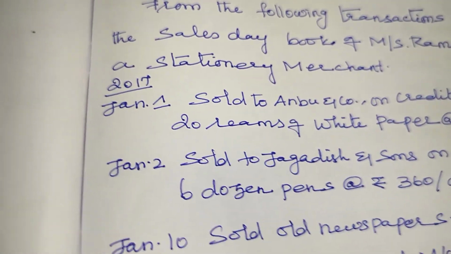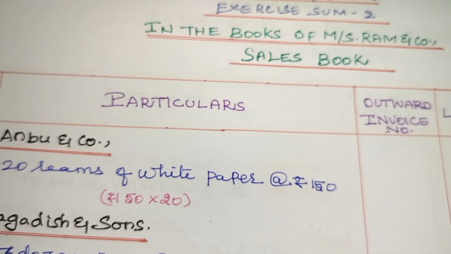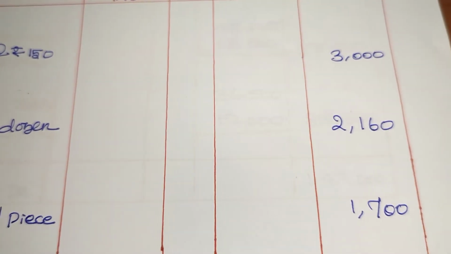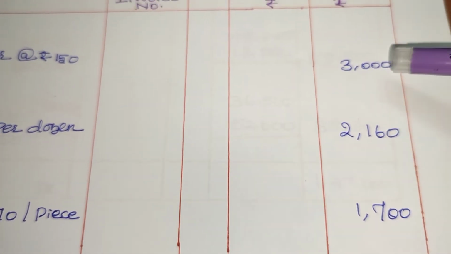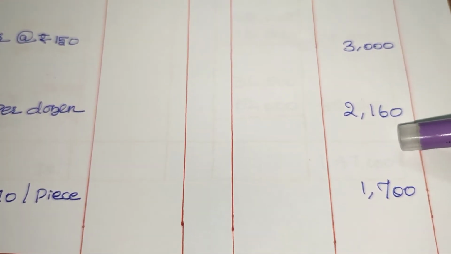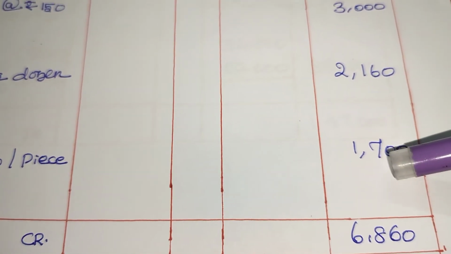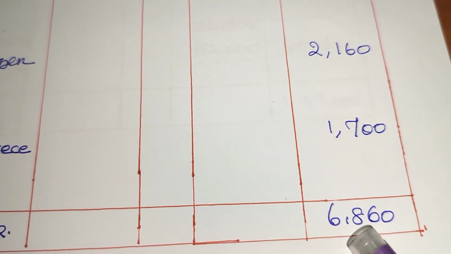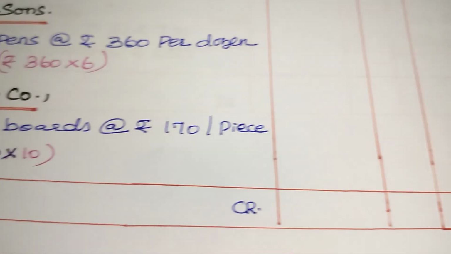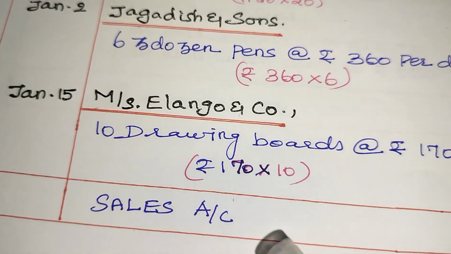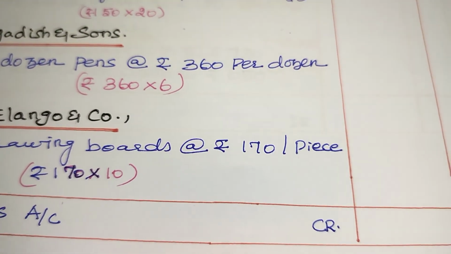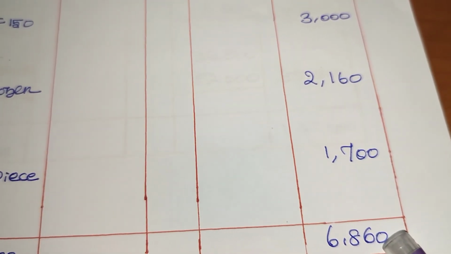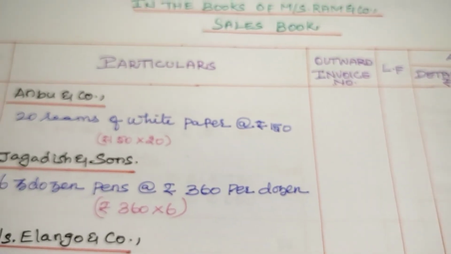So we enter all the credit sales transactions into the sales book. Then we have to add all the amounts from the total column. What are they? 3000 plus 2160 plus 1700. How much do we get? We get 6860. So this is the credit sales. Sales account credit rupees 6860 we find. Okay, this is the sales book.